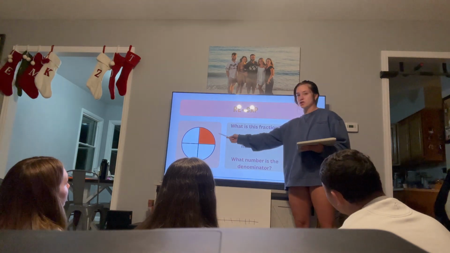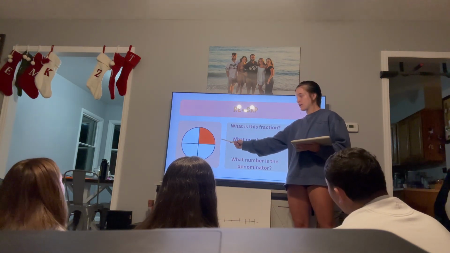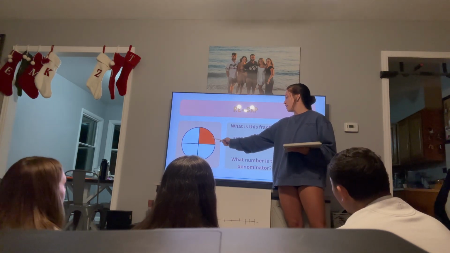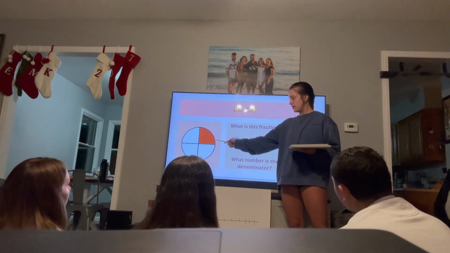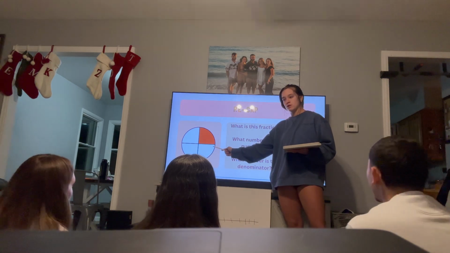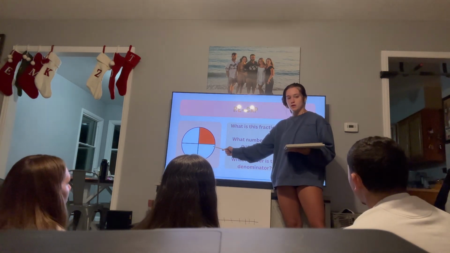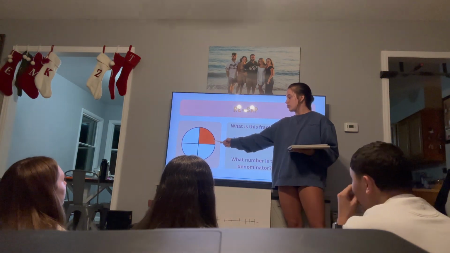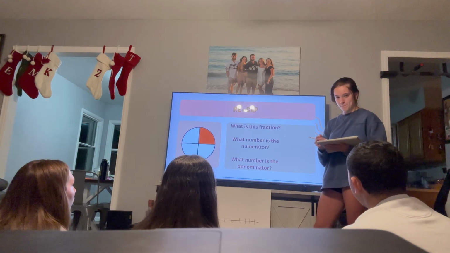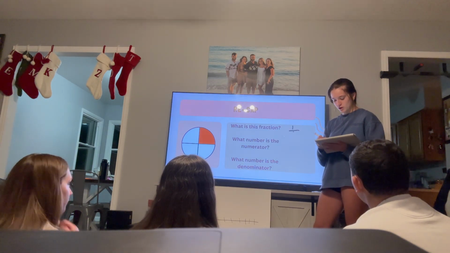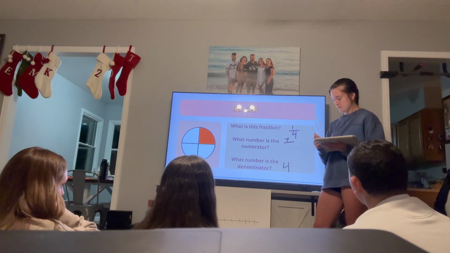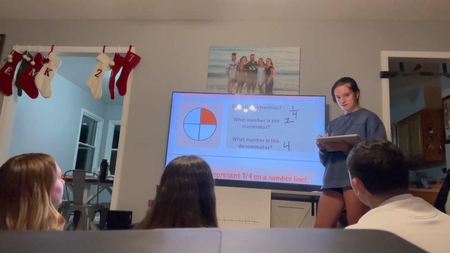So what is this fraction? How many pieces are there all together? 4. And how many are colored in? 1. So which one is the numerator? 4. No, remember that's the whole. Oh, okay. The denominator is the whole. So 4 is the denominator. Yep. And 1 is the numerator. Okay? So what is the fraction? 1/4. Good. Got it? I think I got it. Okay.